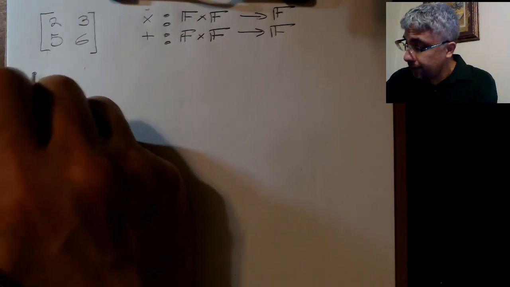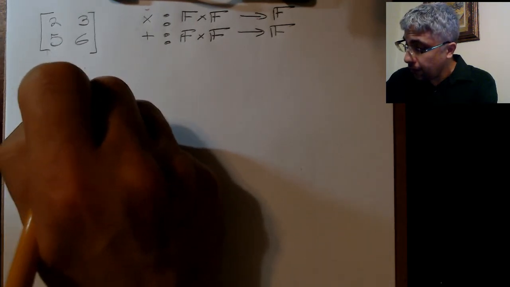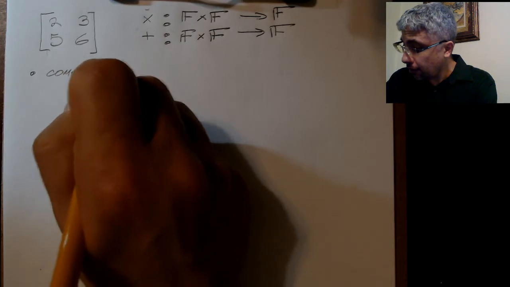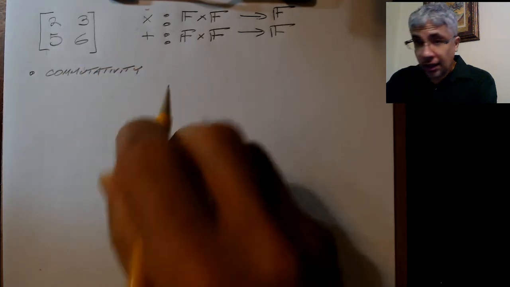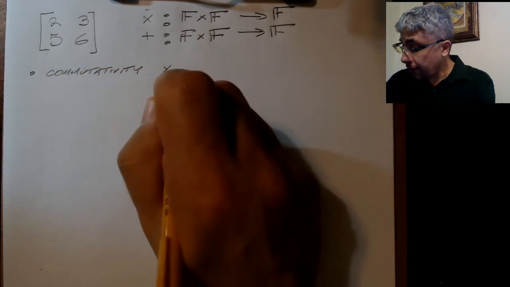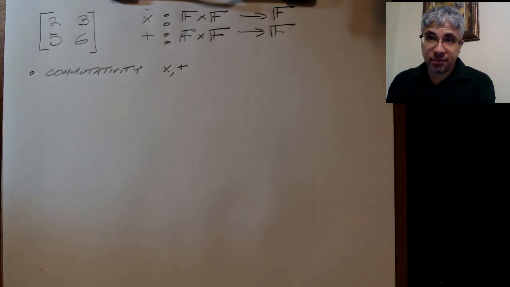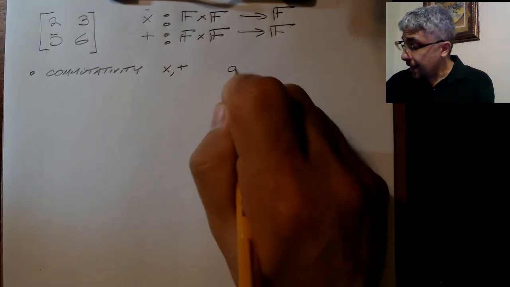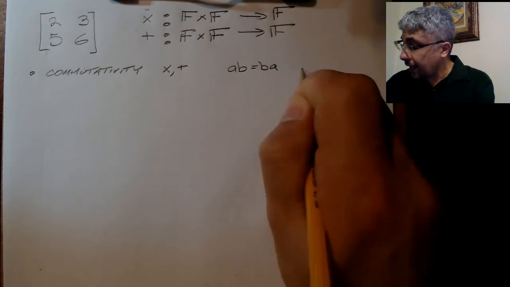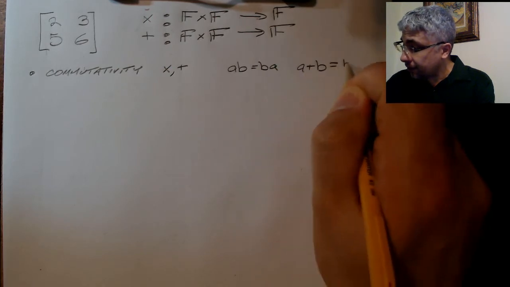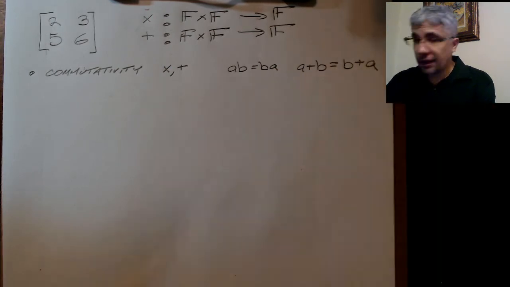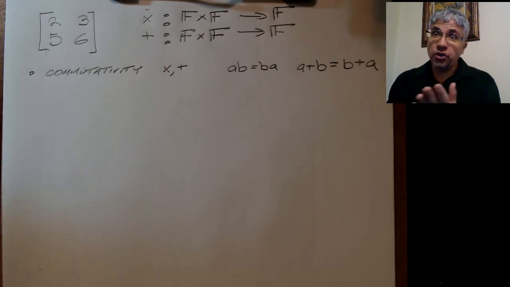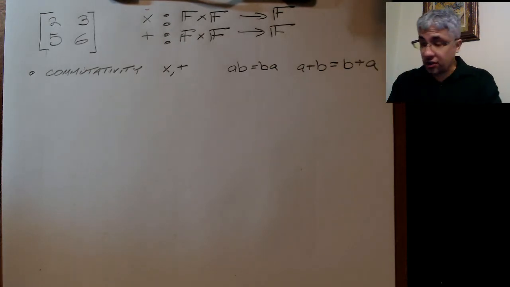Here's what we'd like. We'd like commutativity, and this is of both times and plus. That just means AB equals BA, and A plus B equals B plus A. So it means you can switch the position of the two.